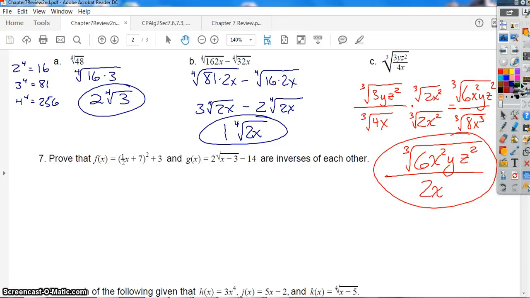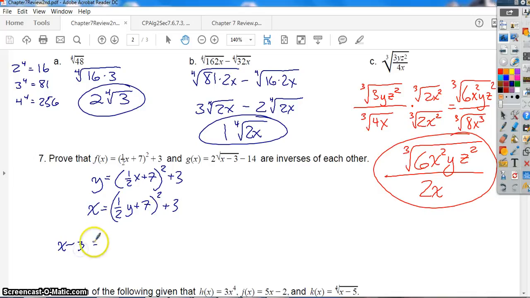All right, number 7. We're going to prove that one is the inverse of the other. I'm going to do this guy, which would be y equals a half x plus 7 squared plus 3. So I'm going to switch my x and y. So I'm going to subtract 3. Half y plus 7 squared. And now I'm going to square root.